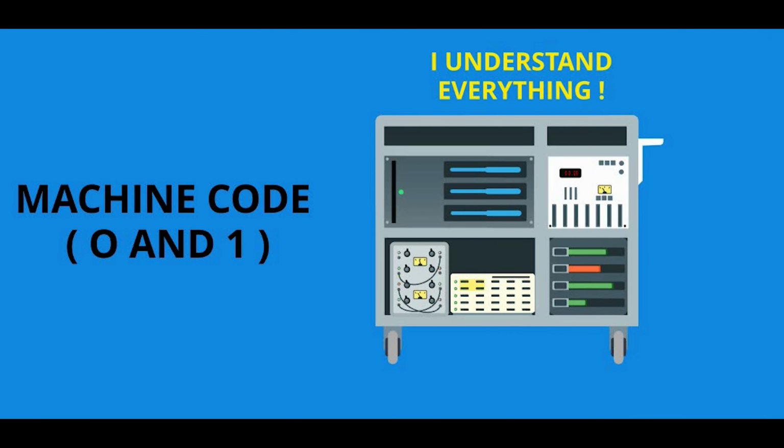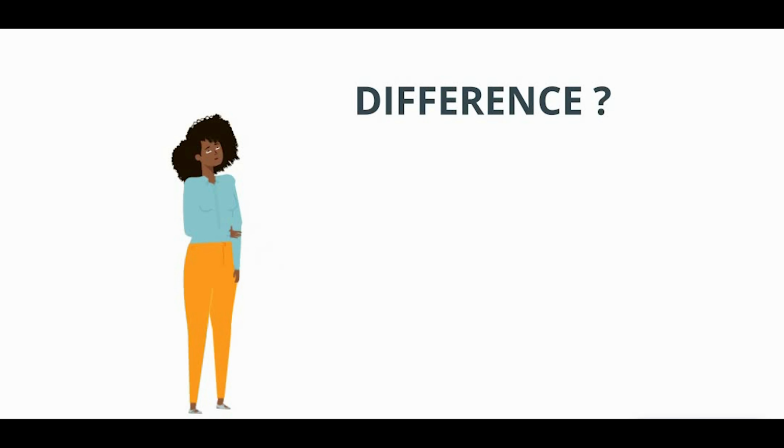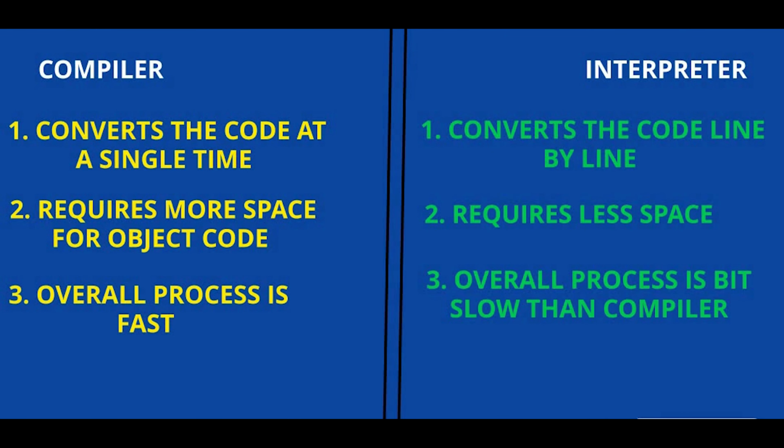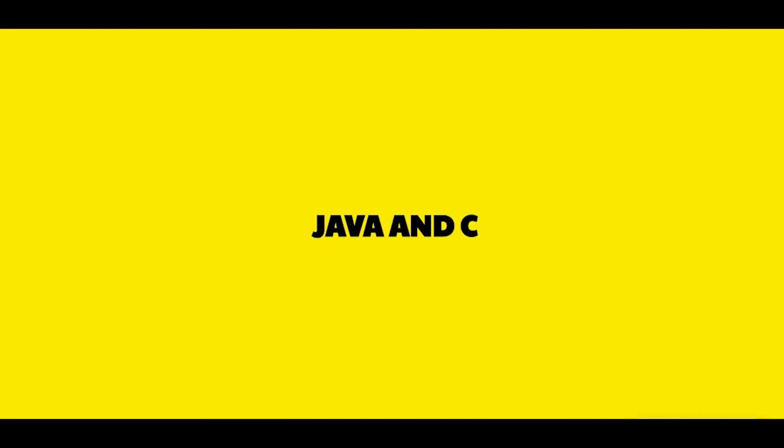code. So now what is the difference? Here is the complete table of difference between the compiler and the interpreter. Have a look, you will get to know everything. I think you must have got everything. Most of the languages like Java and C use the compiler, whereas Python and JavaScript use the interpreter.